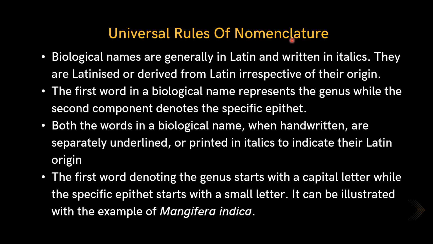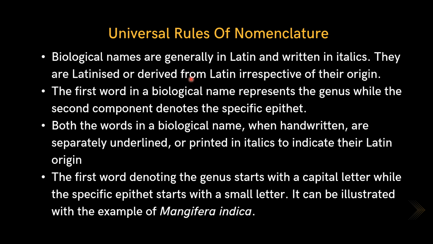Universal rules of nomenclature. So biological names are generally in Latin and written in italics. They are Latinized or derived from Latin irrespective of their origin. So the biological names are always written in Latin irrespective of the origin. That means if a particular organism or plant originated in India, its name would not be an Indian name. It will be in Latin, and it will be written in italics.